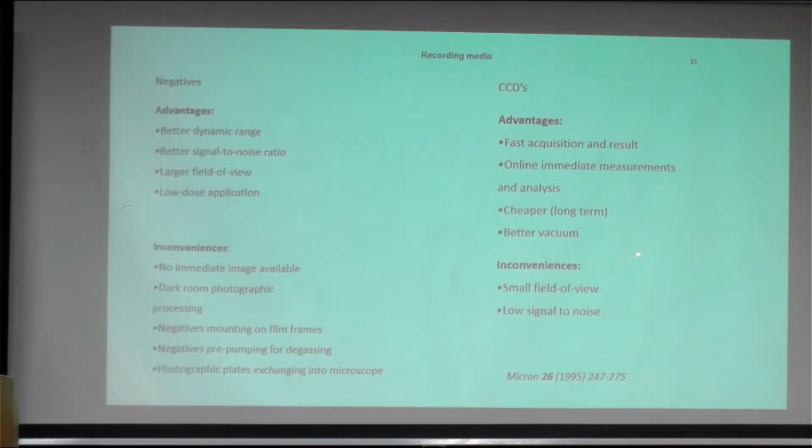Here, some inconveniences are small field of view and low signal to noise ratio, but as I said, they have improved over the years, though some old CCD cameras still have these problems.